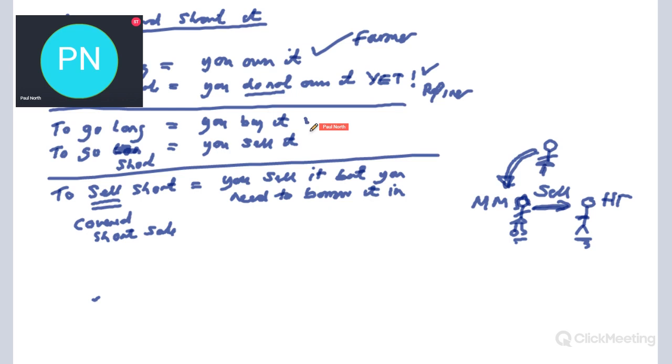So that's what we mean by to go long. That simply means to buy something. To go short means you sell something you already own. Okay, that's important. To sell short means you sell something you don't own, just like in the market maker example, so you borrow it in. So I hope that clarifies the long and the short of it, but we have one more expression and then I'm finished.